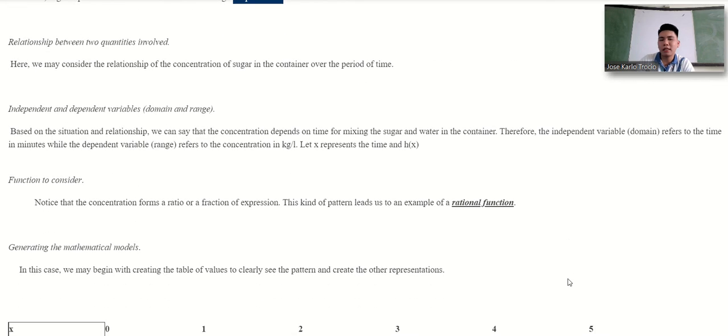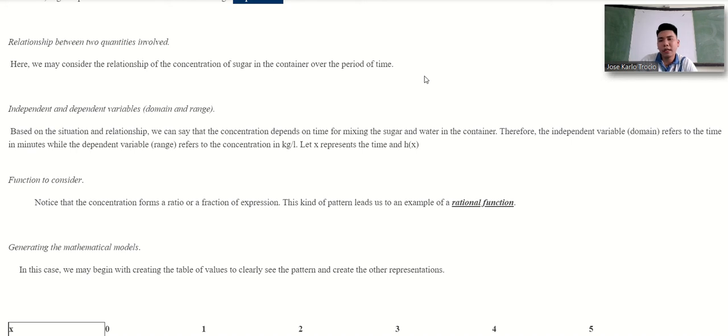Okay, so let us define the relationship between quantities involved. We may consider the relationship of the concentration of sugar in the container over the period of time, of course, as the amount of water being poured, being filled, also the concentration level of the sugar. Okay, how it is being mixed, being concentrated.